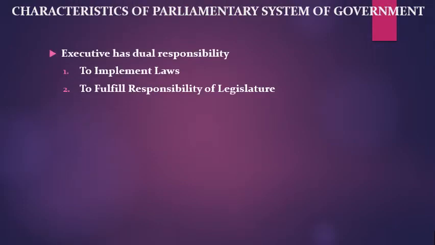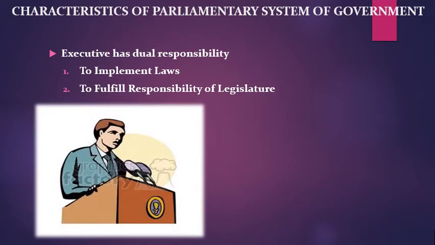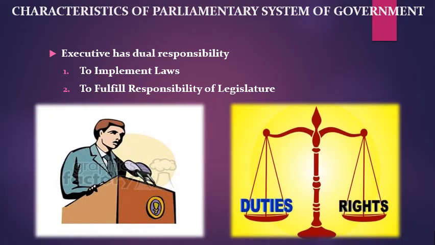In parliamentary system, the executive has a dual responsibility. First, as an executive, they have to implement laws. Second, as they are the members of the legislature, they also have to fulfill responsibilities of the legislature.